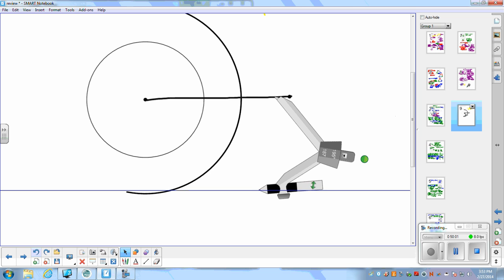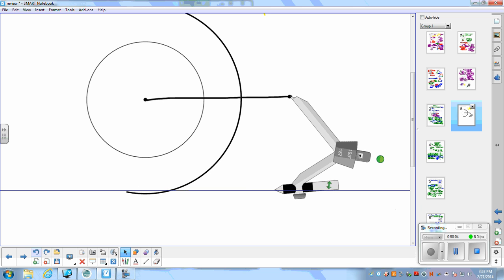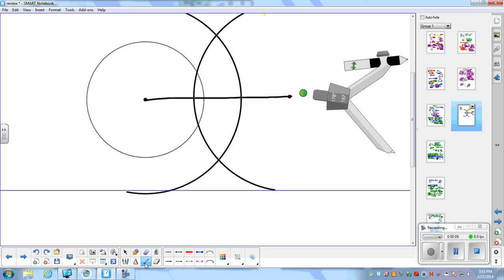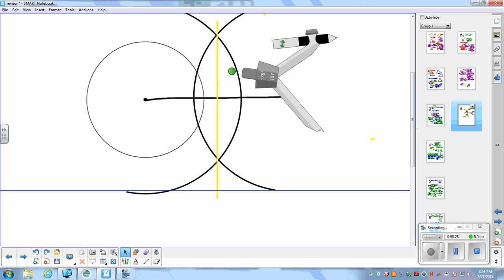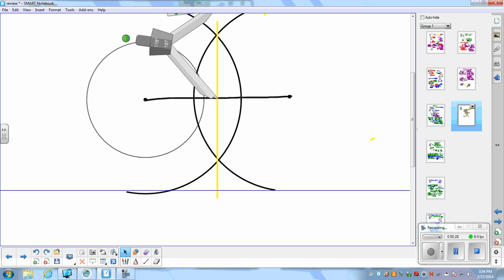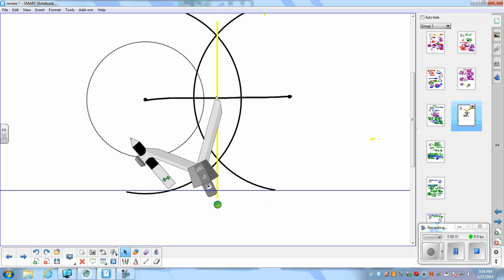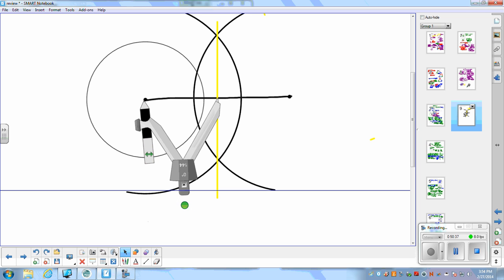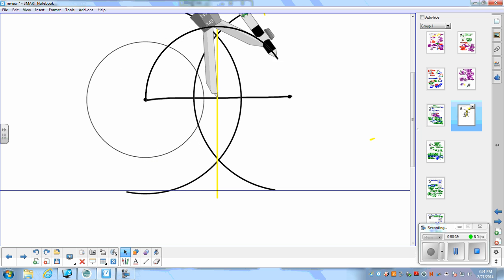So I draw my arc to start my perpendicular bisector. Draw my other arc. Move my compass. There's my perpendicular bisector. From there, I need to draw a circle, so where those two lines intersect, I'm putting my compass point. And I'm bringing my compass in so it hits my other point. There we go. And I draw my circle.